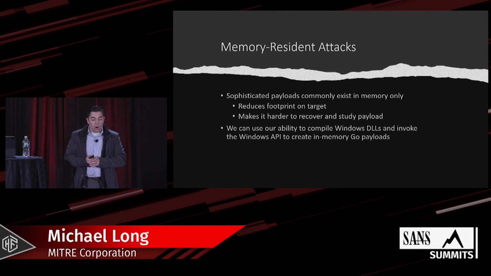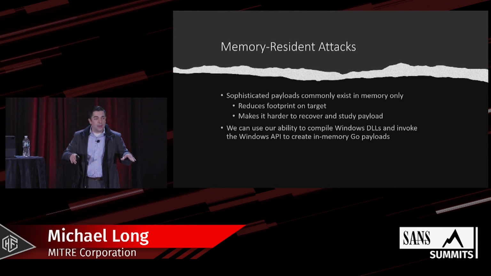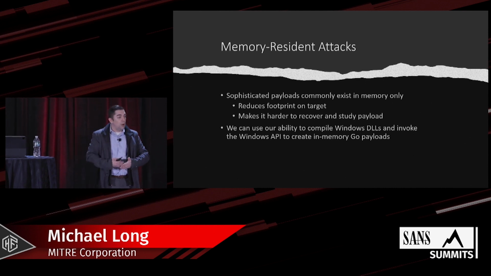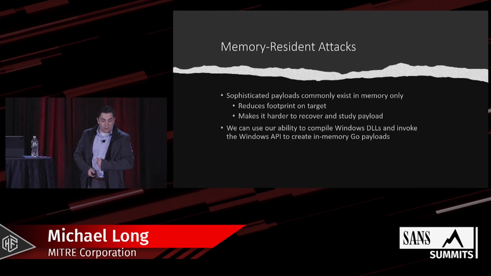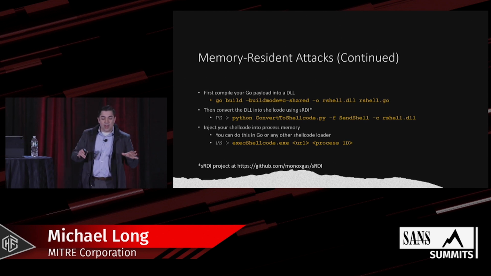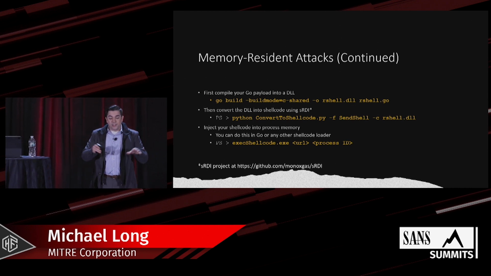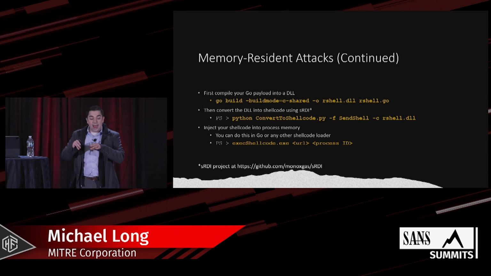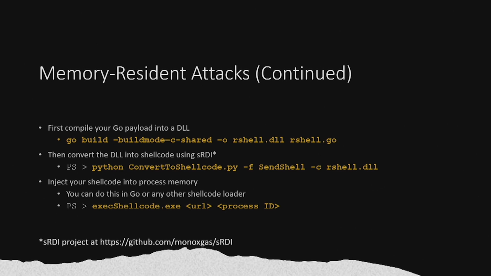So what I'm going to show you in a moment is how we could use our ability to compile Windows DLLs and then convert them into a format that is suitable for injection, similar to shellcode. So here's the process for making this work. The first thing you're going to do is write your Go program. It could be backdoor.go as an example. You're then going to compile it as a Windows DLL. You can see the command for doing that there. After you compile your Windows DLL, you're going to use another project. There's a really great project called sRDI. I put the URL to it at the bottom of my slide.